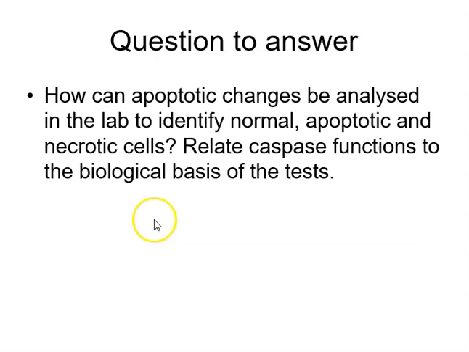And then have a little think about this question: how can apoptotic changes be analysed in the lab? So what is it that's different about apoptotic cells compared to normal cells? Have a think about how you could do a biochemical test in the lab to assay for either specific apoptotic related proteins or effects that have happened.